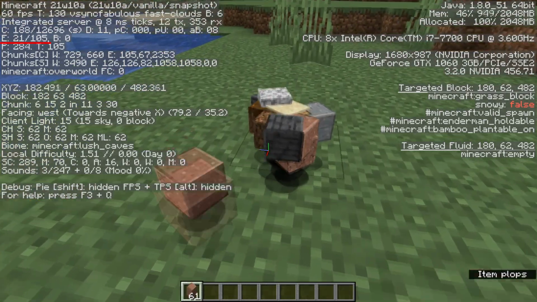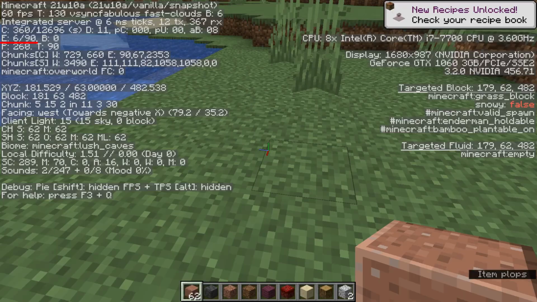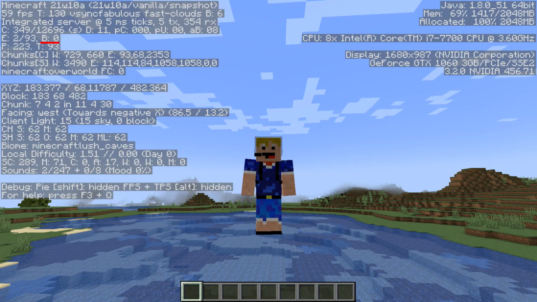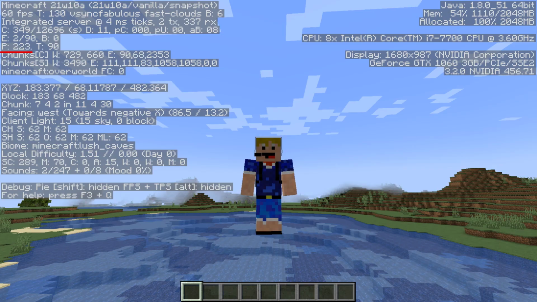So there are lots of items here, and I pick them all up. As you can see, the amount of entities greatly decreases. Right next to the E we also have a B, which is always at 0, and this one is actually just not used. Then next row we have a P, which is the amount of particles in the world.